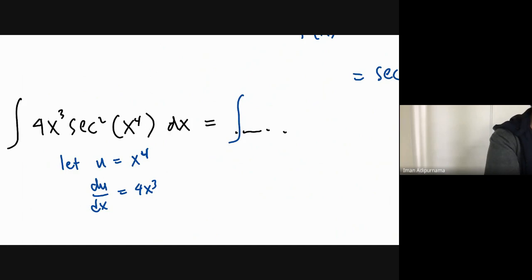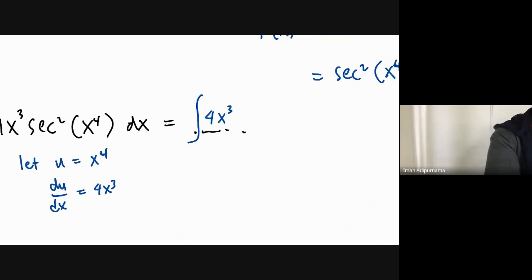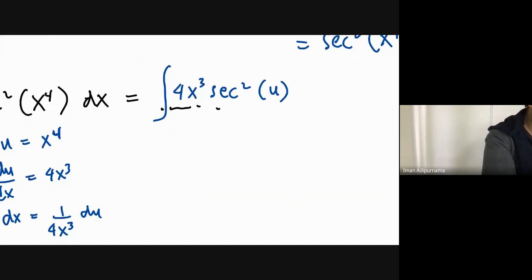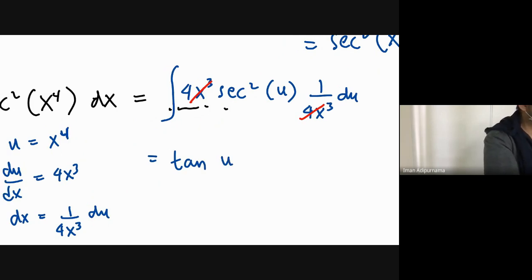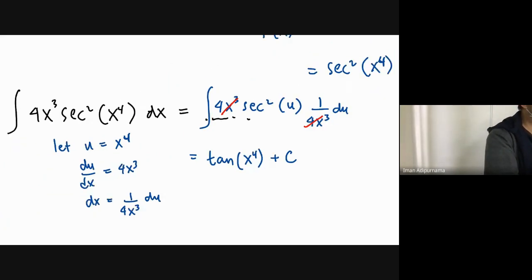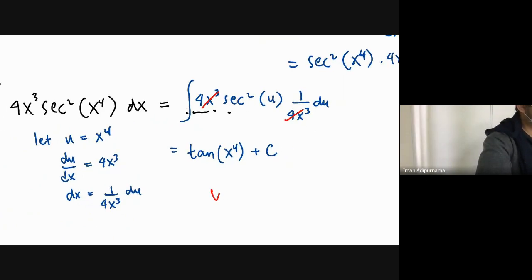So this will be the integral of 4x cubed, let me write the integral first, secant squared. This will be u, and the dx. So dx is 1 over 4x cubed du. This will be cancelled. And I can have the integral of secant squared u, which we can directly integrate, becomes tangent u. Or in this case, I can replace u with x with power of 4, plus c.